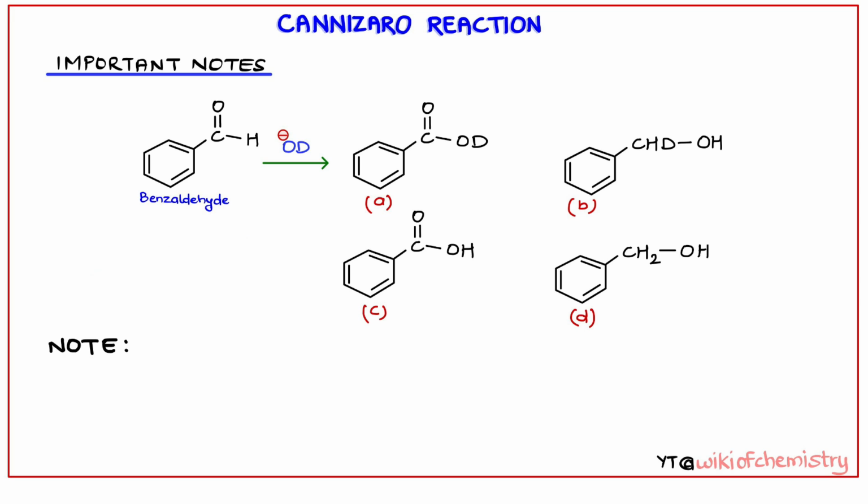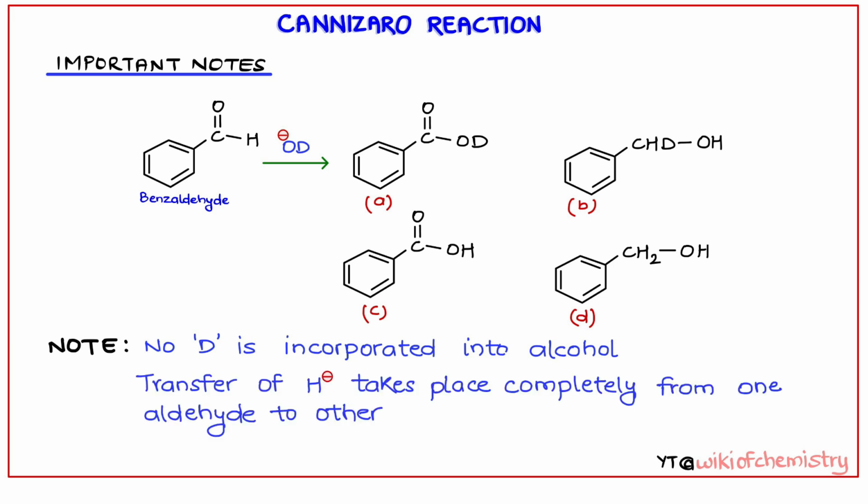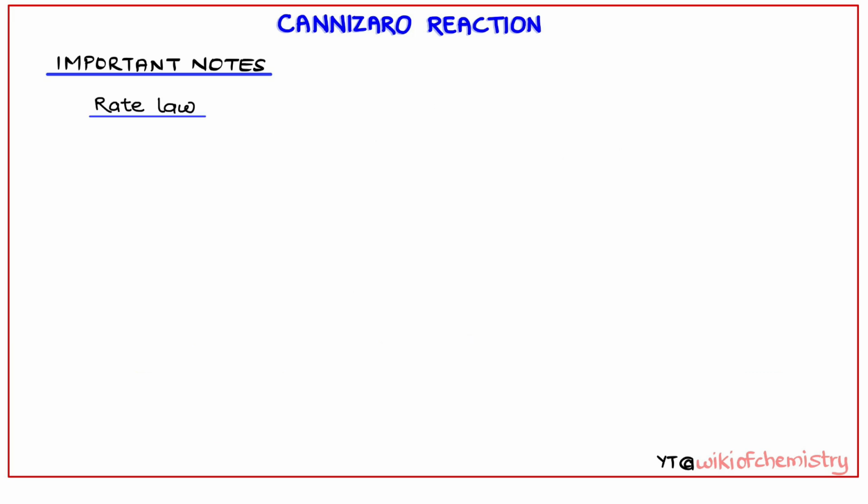Once you have solved this quiz, you will find that no deuterium is incorporated in the alcohol. This will be your final result. It means that transfer of hydride ion takes place completely from one aldehyde to another and it does not come from the solvent. Next important note is the rate law of this mechanism.